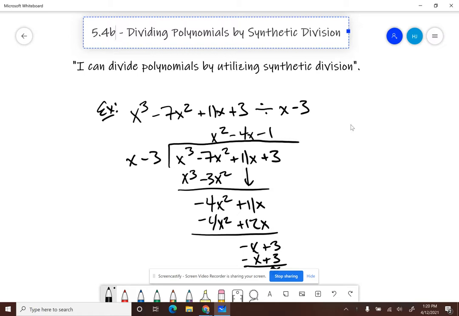I can divide polynomials by utilizing synthetic division. What in the world is synthetic division? I know what synthetic motor oil is. What in the world is synthetic division?